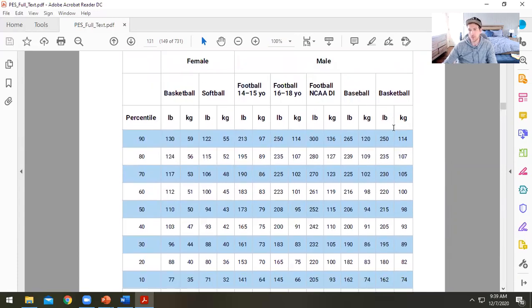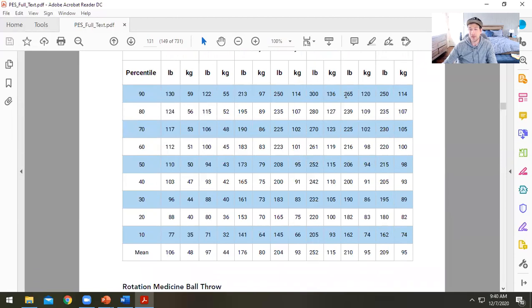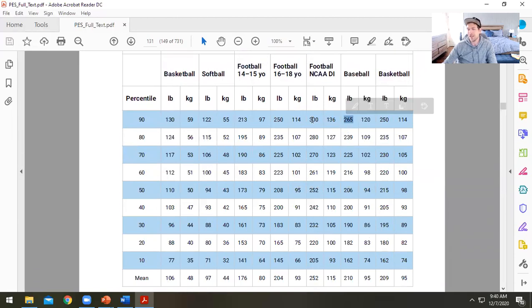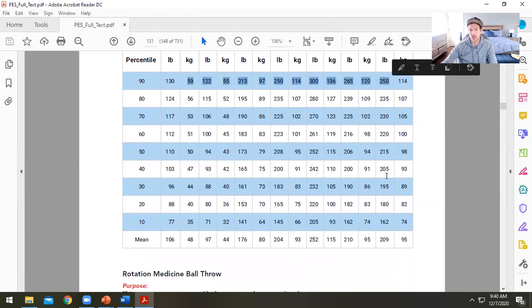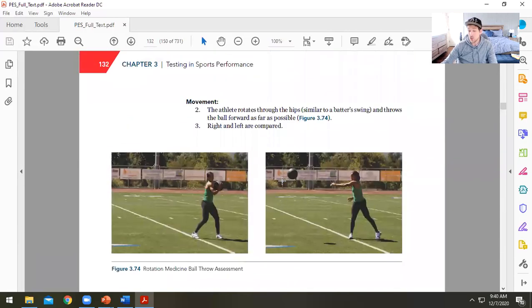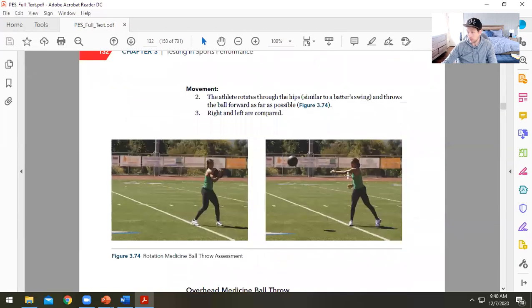Pro baseball players, pro basketball players, right? Baseball players, a little bit lower than football players, 265 pounds. Basketball players, 250. So we actually want to see greater upper body strength with a baseball player rather than a basketball player. I mean, they got to whip a baseball and they got to be able to swing a bat like crazy. So we're seeing some differences here, right?